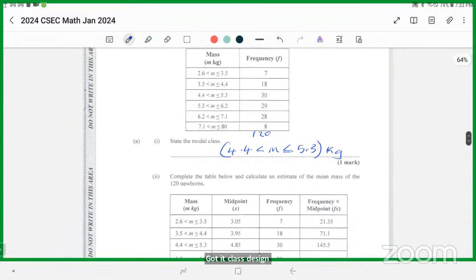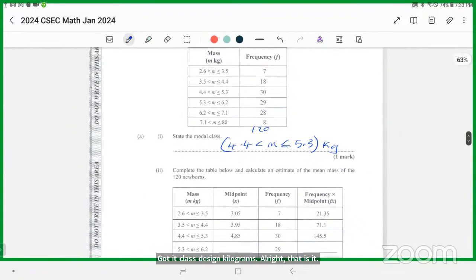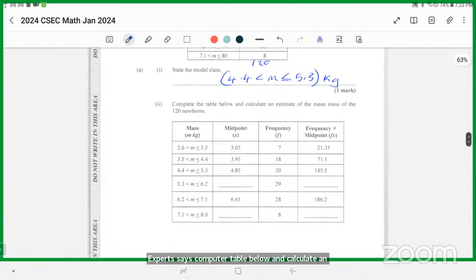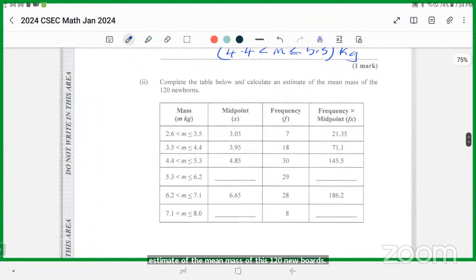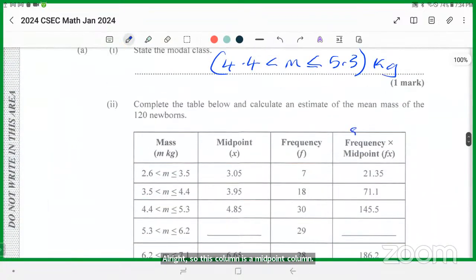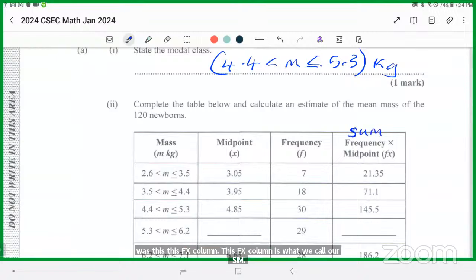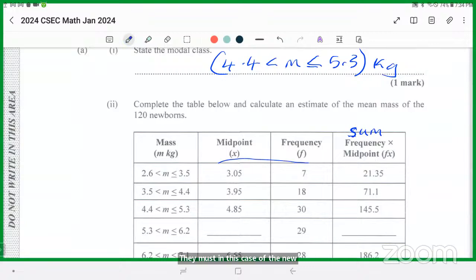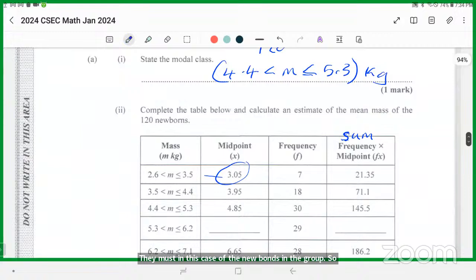Next part says, complete the table below and calculate an estimate of the mean mass of the 120 newborns. All right, so they want us to complete the table. So this column is a midpoint column, and they want us to complete this FX column. This FX column is what we call our sum column. So we have summing the mass, in this case, of the newborns in the group. And the midpoint is basically used to represent the group.